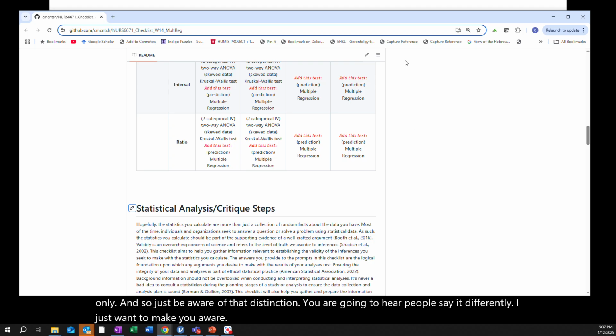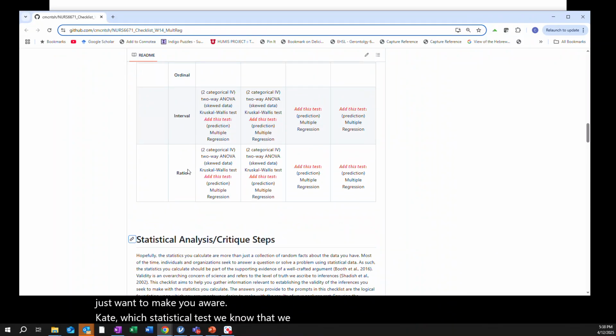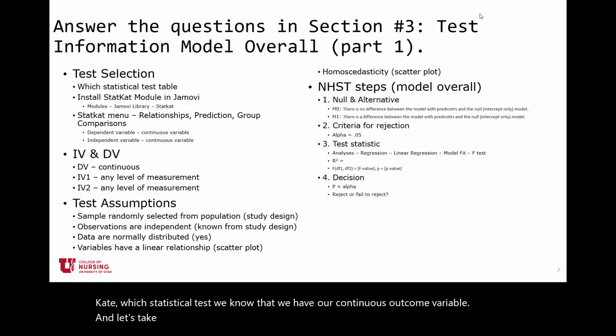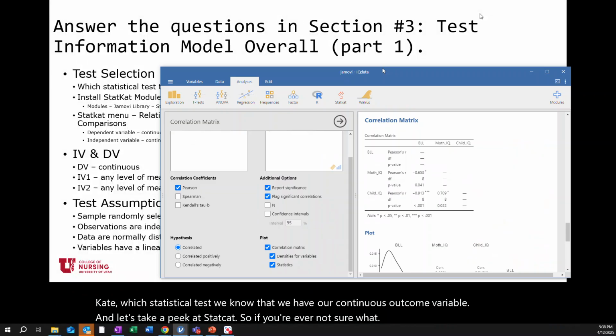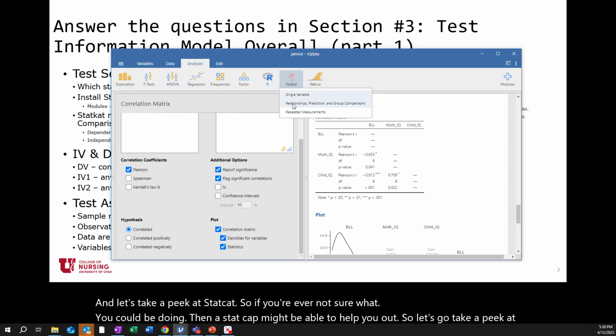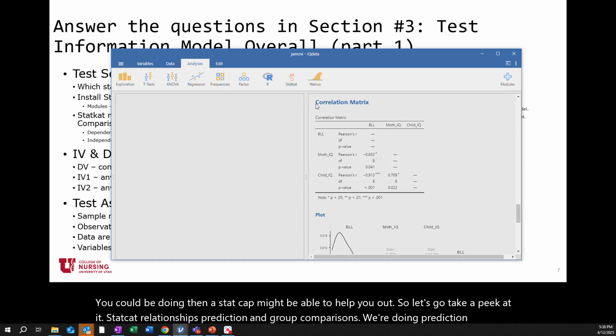So, okay, which statistical test? We know that we have our continuous outcome variable. And let's take a peek at StatCat. If you're ever not sure what you can be doing, then StatCat might be able to help you out. So let's go take a peek at it. StatCat, relationships, prediction, and group comparisons. We're doing prediction here, prediction of our continuous variable.